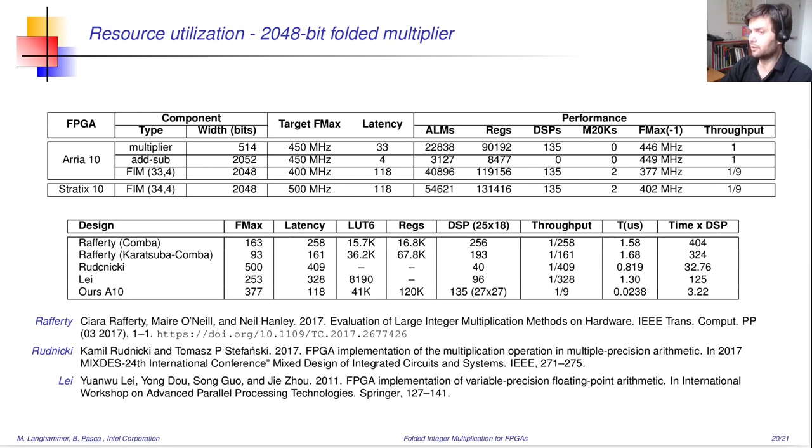Although admittedly not perfect, we have proposed the metric time times DSP to measure the efficiency of an implementation. Here, time is closely correlated to throughput and not latency. It can be seen from the results table that with this metric, our implementation is at least one order of magnitude better than the next implementation.